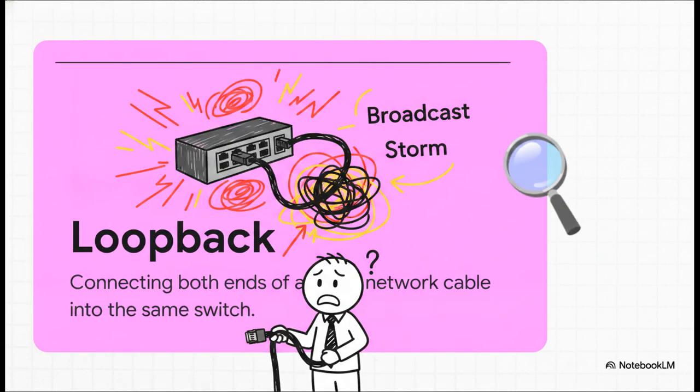The answer? A loopback. Guys, this is a deadly technical trap. It almost always happens because a well-meaning but completely untrained employee finds a loose network cable and just plugs both ends of it directly into the exact same desktop switch. It seems totally harmless to them, right? But to the network, it is devastating. It triggers what we call a broadcast storm.